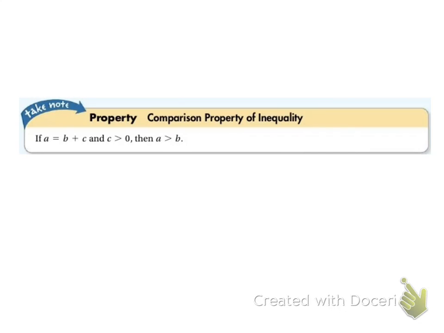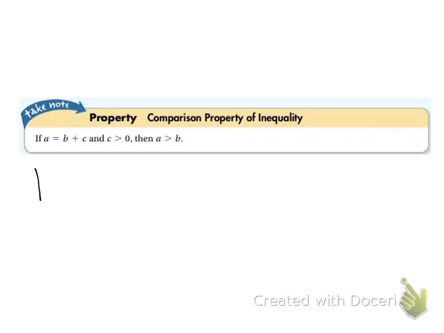Okay, this is 5.6a of geometry. So we have a property here called the comparison property of inequality. And it says if a equals b plus c and c is greater than 0, then a is greater than b. So let's try an example here.